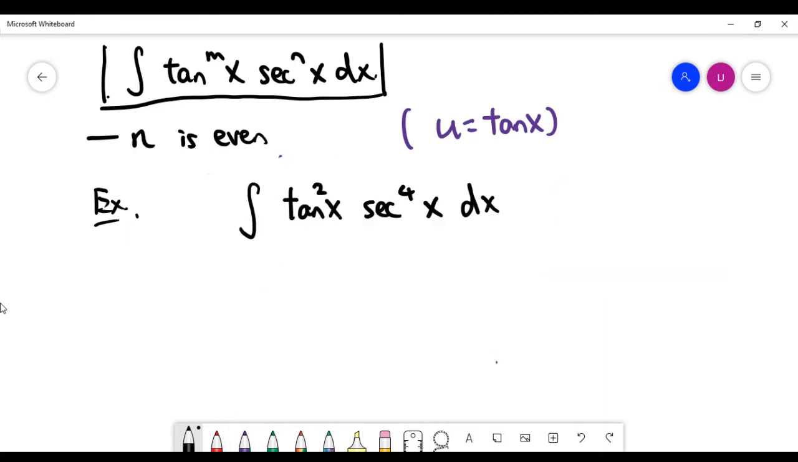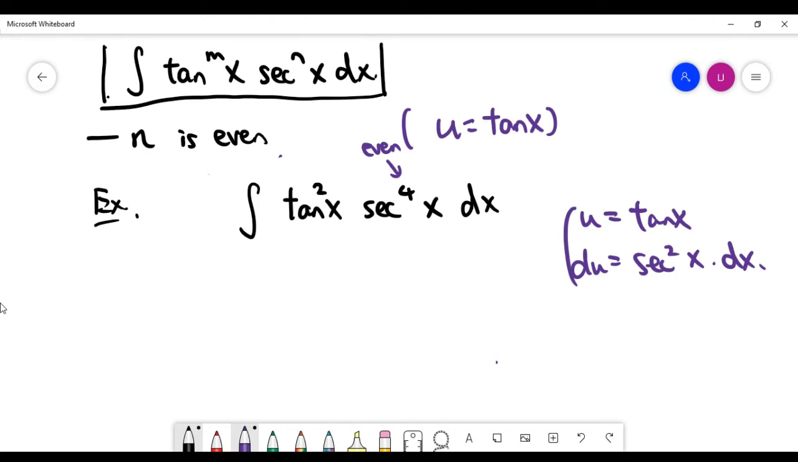So please look at the current problem now. The tangent x actually has power 2, secant x has power 4, right? And it is still even. So I claim that our method still works. So let me write it down on the right hand side. u is tangent x, which means the du is actually secant square x times dx. And let's see how it works.